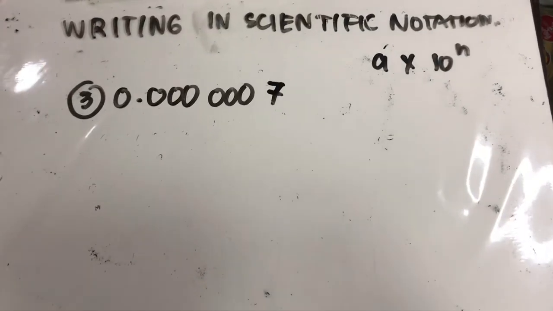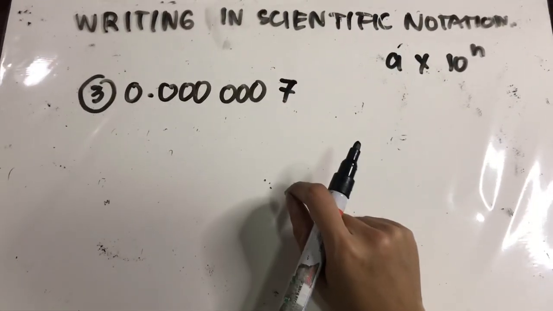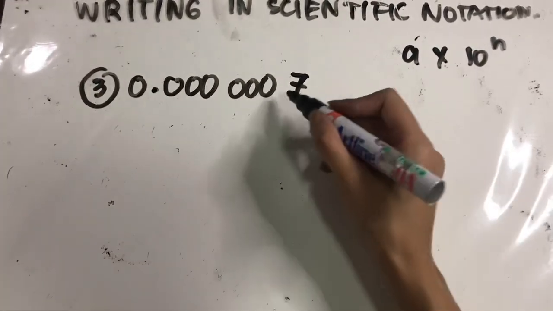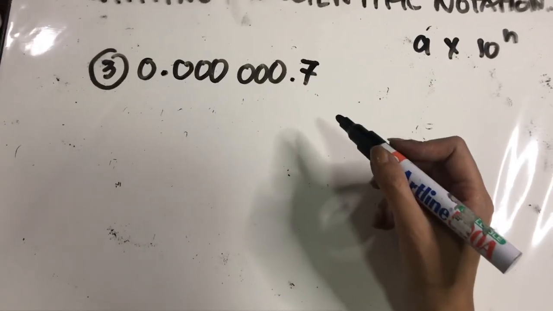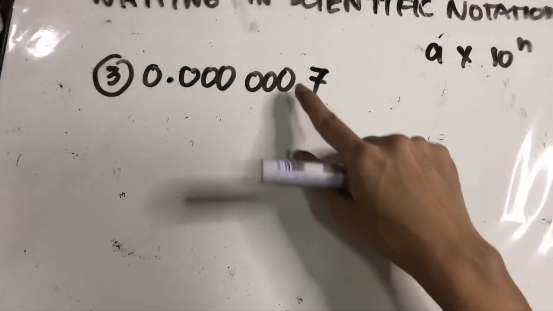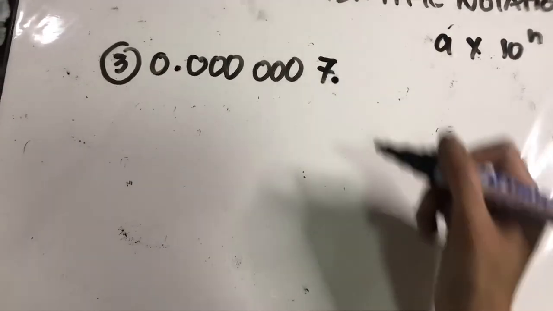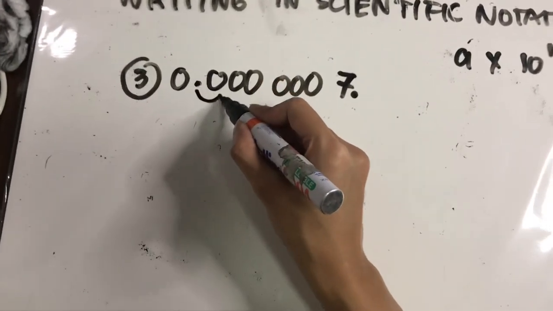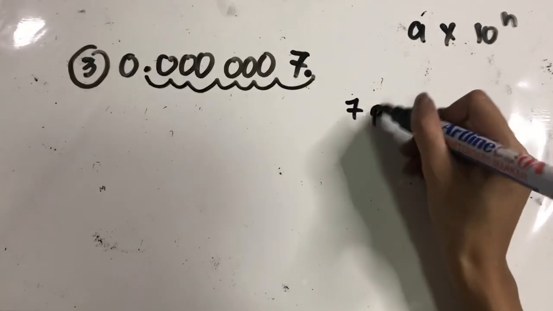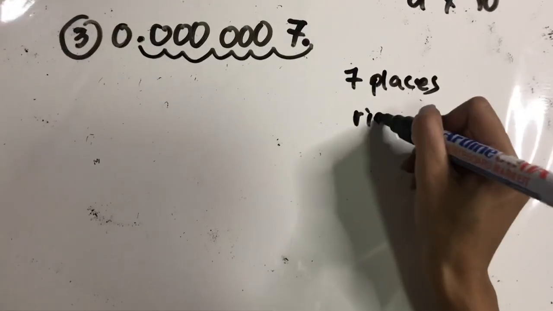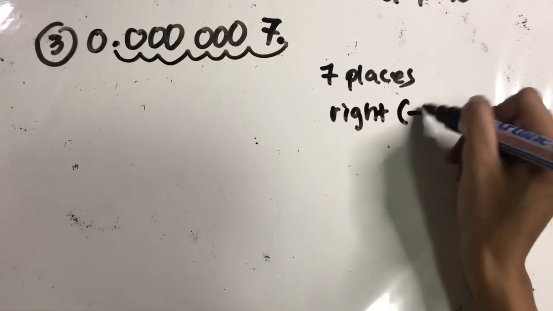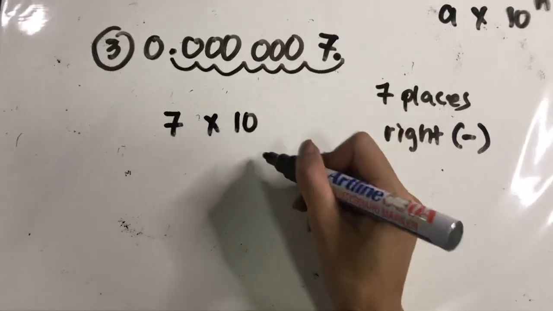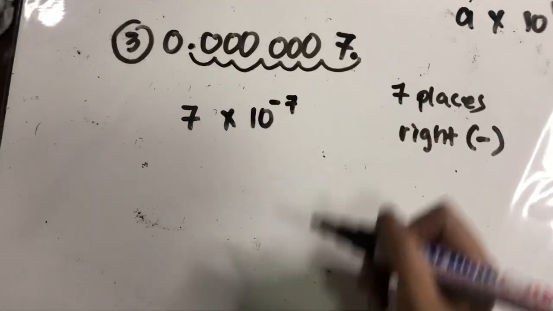Okay, next example. Let us convert this in scientific notation. Identify where is the decimal point and where we're going to put the decimal point. If we're going to place the decimal point here, it will become 0.7. So it is not greater than 1. If we're going to put the decimal point here, it will become greater than 1 but less than 10. So move the decimal point. We move 7 places to the right. So when it's right, the exponent will be negative. So it will become 7 times 10 raised to negative 7.